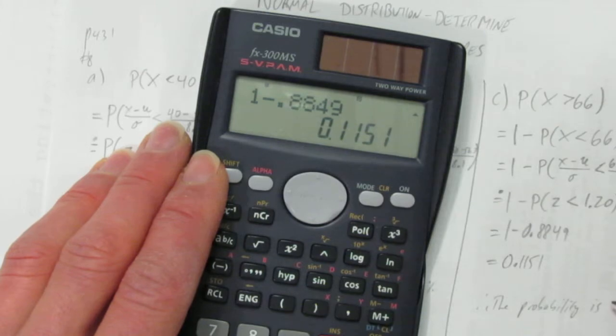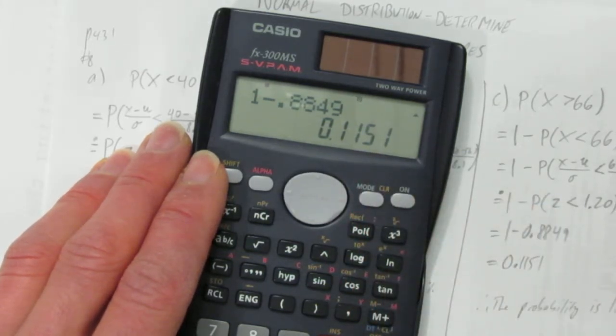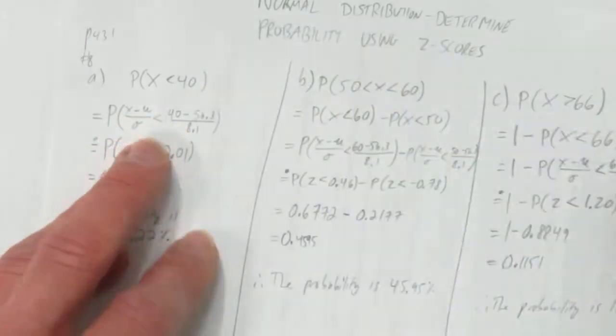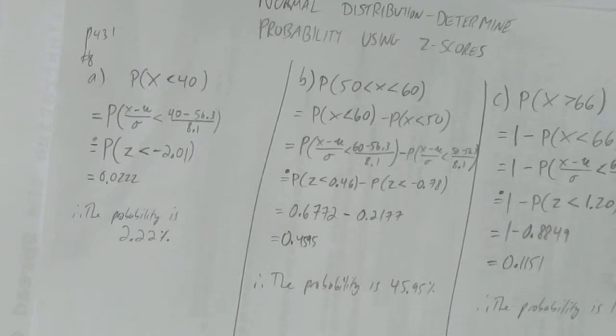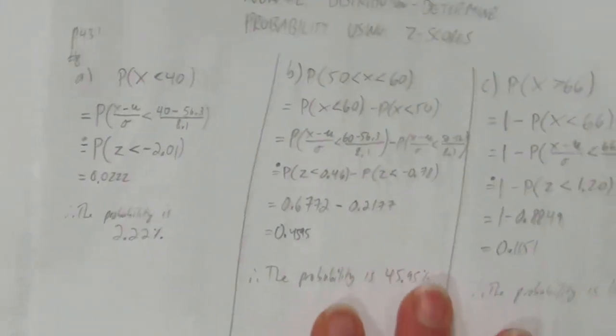Therefore, the probability is, and we can move the decimal over 2 spots, 11.51%. So these examples are how to do normal distribution. In particular, we're determining probability using z-scores.